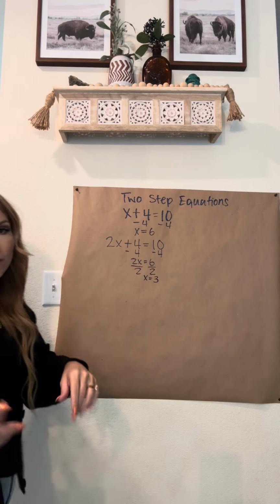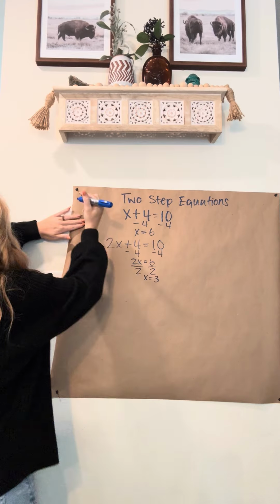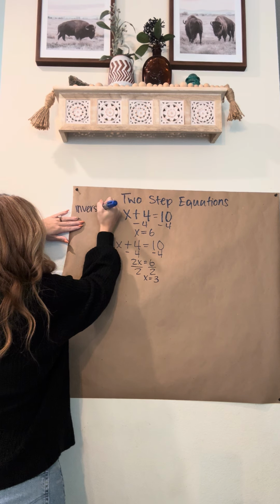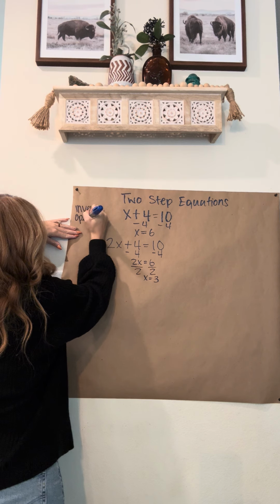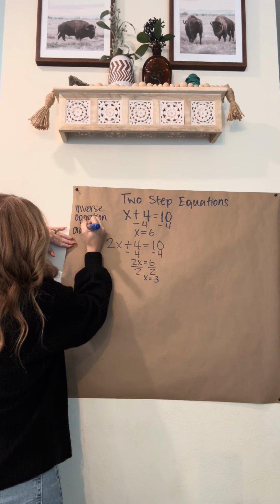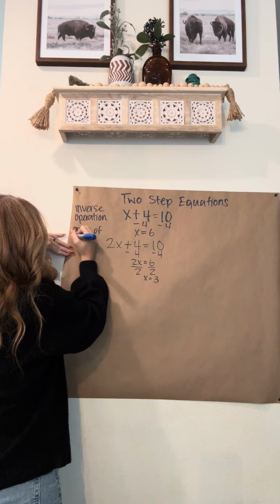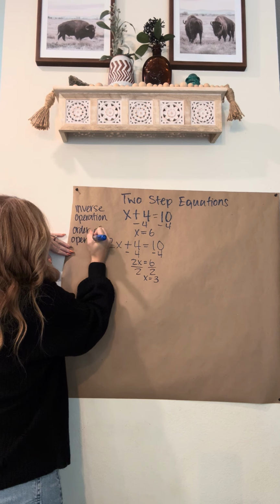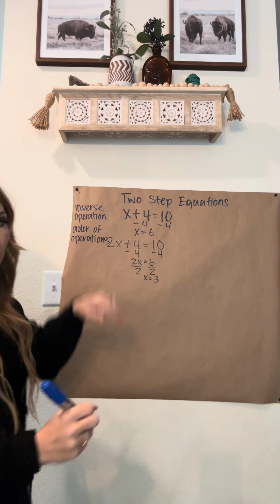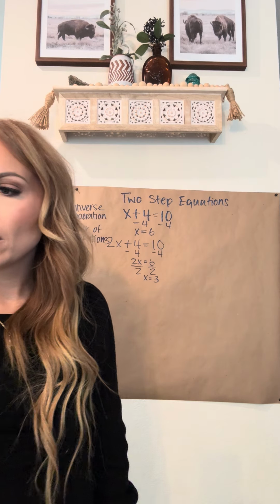Okay, so some of our vocabulary that we need to remember: inverse operations, and these are all things that we've gone over before, and order of operations. Oops, kind of going over on each other. So let's try another one.